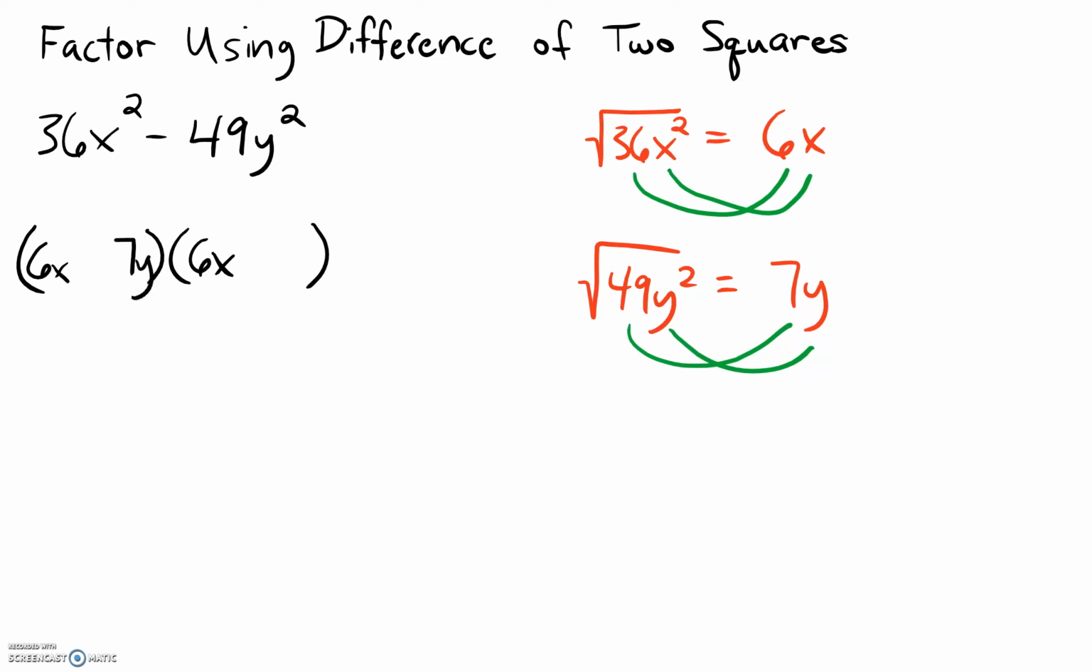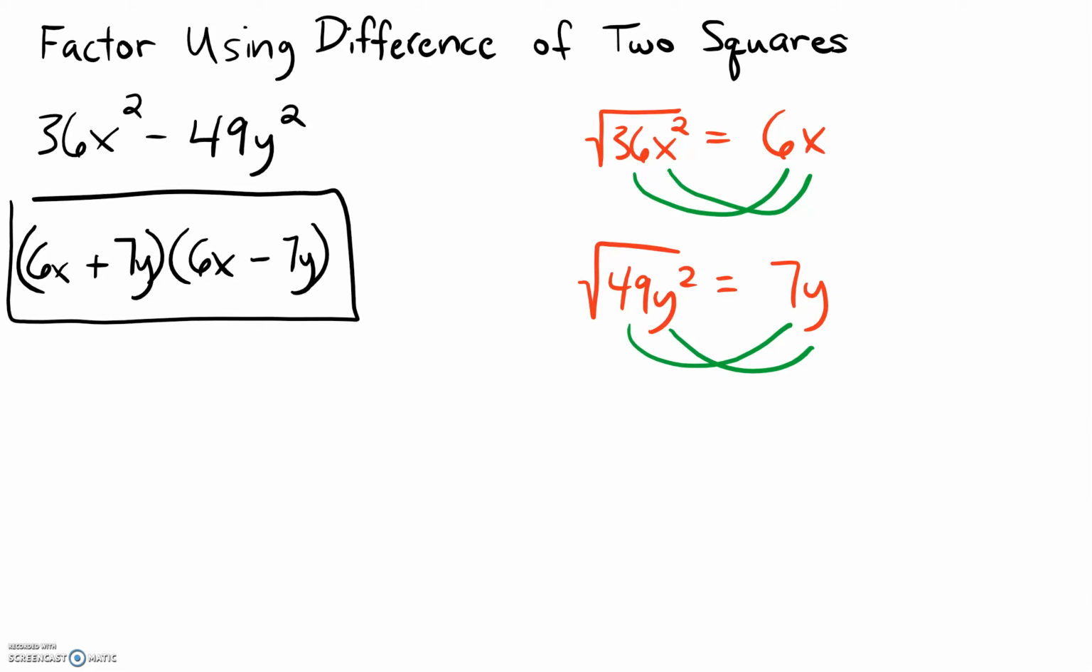So 7y right there and right there. And then we're just going to put a plus and a minus. So the final answer, after you factored, is 6x plus 7y multiplied by 6x minus 7y. And that's it.